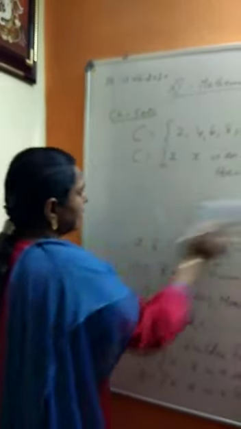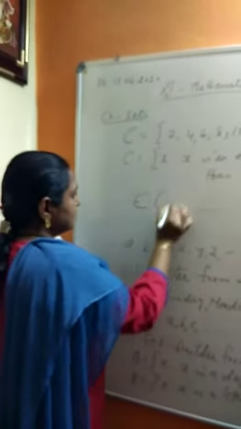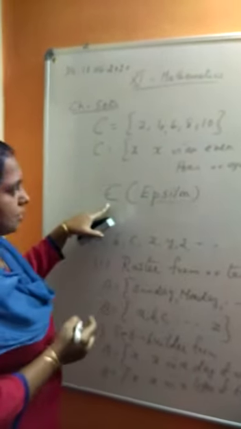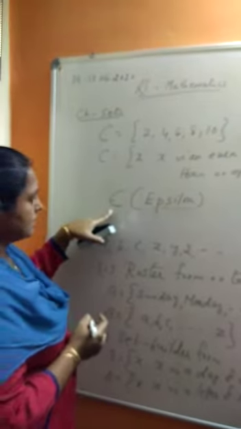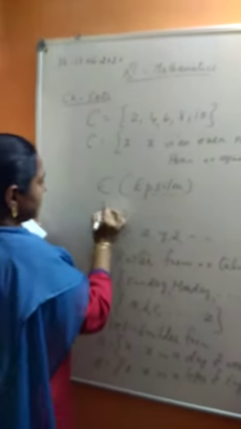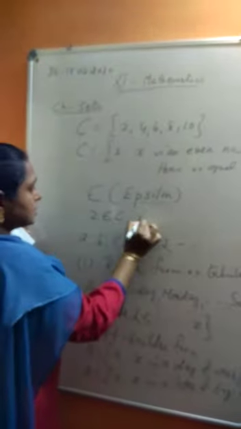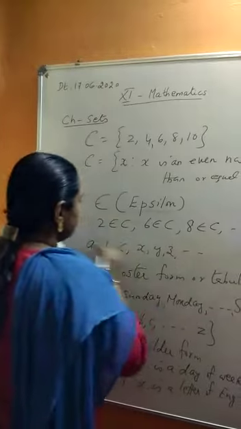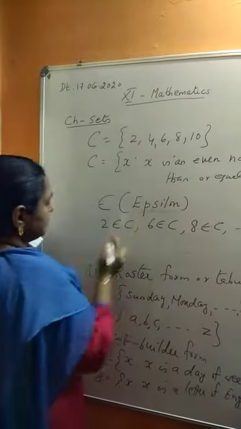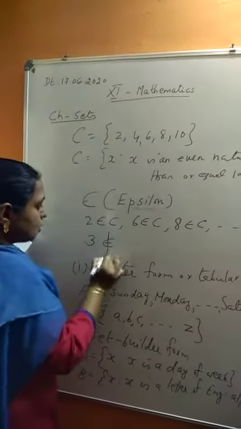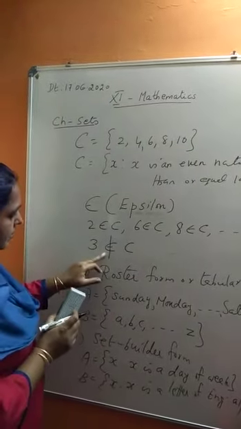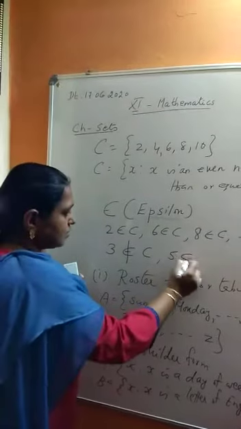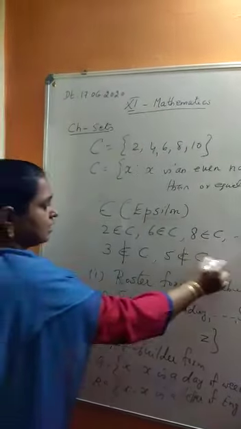Now, for denoting the elements of a set, this symbol ∈ is known as epsilon. Epsilon is a Greek letter. This symbol is used for denoting that an element belongs to the set. So in this particular set we can write 2 ∈ C, 6 ∈ C, 8 ∈ C, like that. But if we consider any element which is outside the set, like 3, it is not an element of C. For denoting not an element, we use the symbol epsilon with a strike through it. Similarly, 5 ∉ C, 5 does not belong to C, and so on.